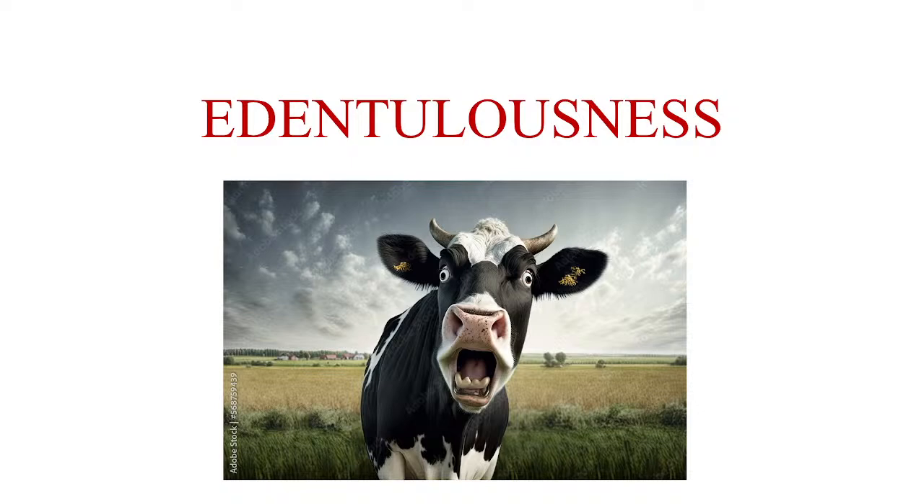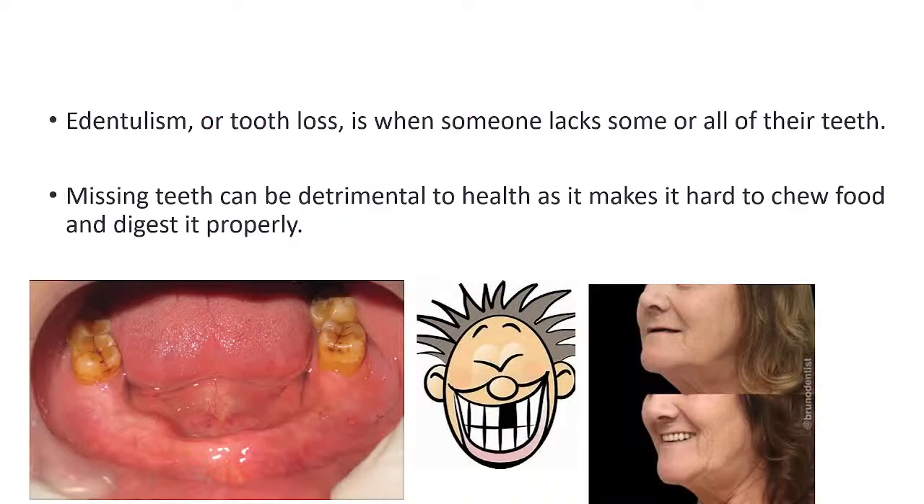So we've understood what is malocclusion. Now we will understand what is edentulousness. So we just spoke about edentulousness. So what is edentulousness? Loss of teeth. Yes. So we have dentulous and we have edentulous. So edentulism or tooth loss is when someone lacks some or all of their teeth. Missing teeth can be detrimental to health as it makes it hard to chew the food and digest it properly. Okay, it could be one single tooth which is missing, it can be few teeth which are missing, or it can be all teeth which are missing.